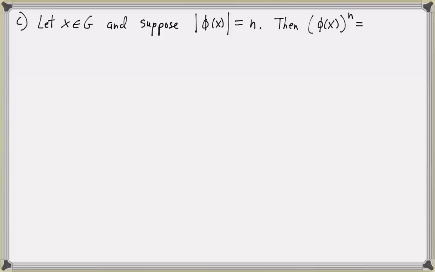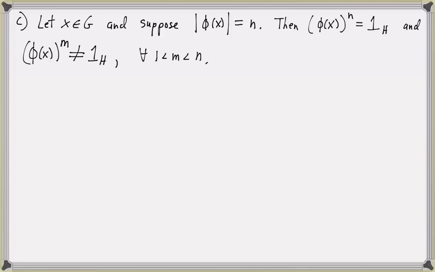Now for the proof of part C. Let x be an element of G, and suppose phi of x has order n. So by definition of order, then we know that phi of x to the power n is the identity in H, but further, n is the smallest positive integer that satisfies this equation. So we know that phi of x to the power m does not equal the identity when m is between 1 and n. So for all integers m between 1 and n.